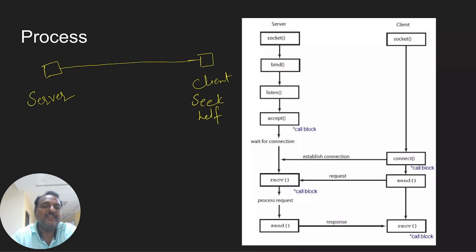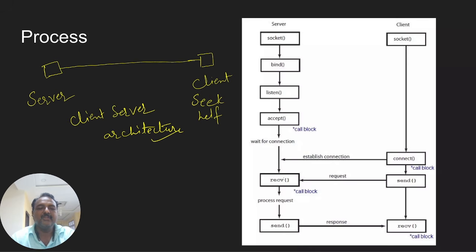If we have a server and client connected with each other, which can communicate with each other, then this type of architecture I call a client server architecture. Now we'll see what the specialized functions are on the server and what the specialized functions are on the client.